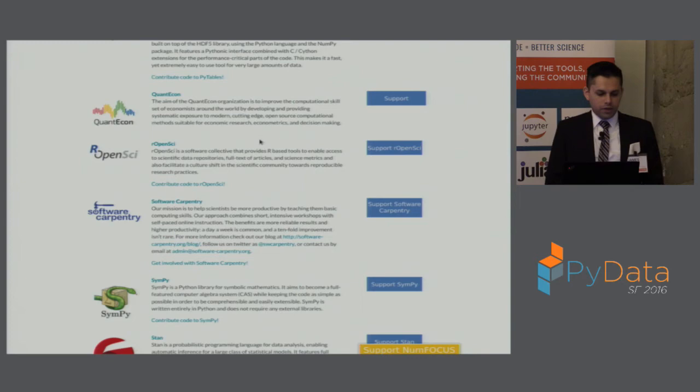Data Carpentry and Software Carpentry are educational initiatives. We've all seen scientific code, we've all seen the quality of code written by scientists, but it's not their fault, it's not their priority, and it's not their background. And there's a lot of value that can be brought by helping researchers understand how to use software better, and not just understanding.